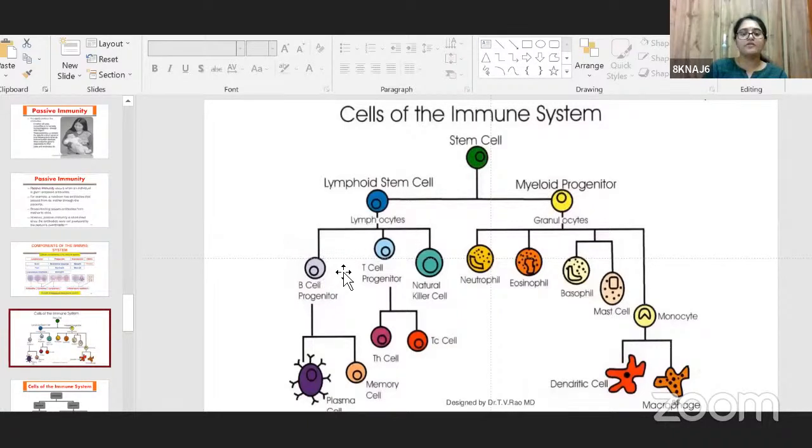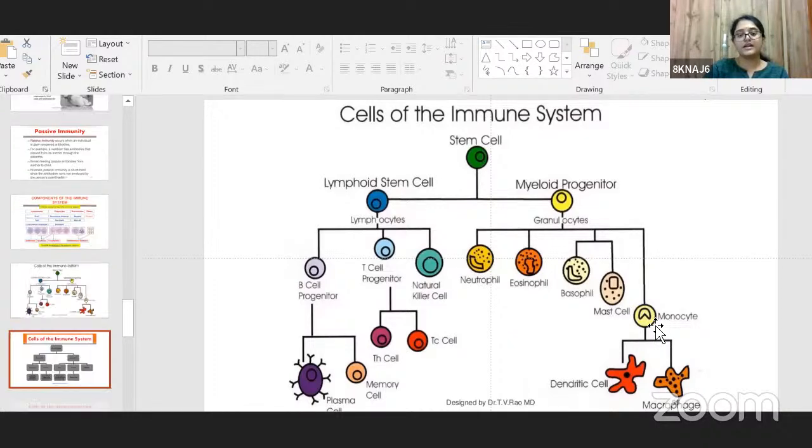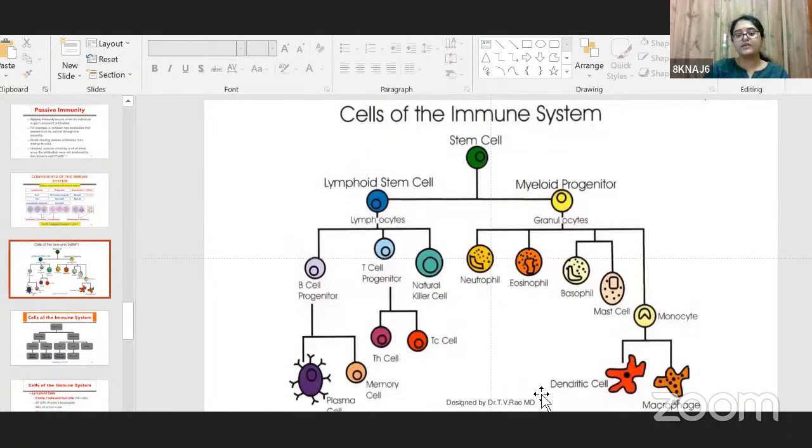So in lymphocytes, you have B cell progenitor that gives rise to B cells, plasma cells and memory cells. T cell progenitor gives rise to T helper cells and T cytotoxic cells. TC, that is cytotoxic T cells, and T helper cells. These helper cells help the other T cells. And then you have the natural killer cells. Whereas the myeloid progenitor cells give rise to the granulocytes that include neutrophils, eosinophils, basophils, and mast cells, and agranulocytes that are the monocytes. Then you have the dendritic cells and the macrophages as well.